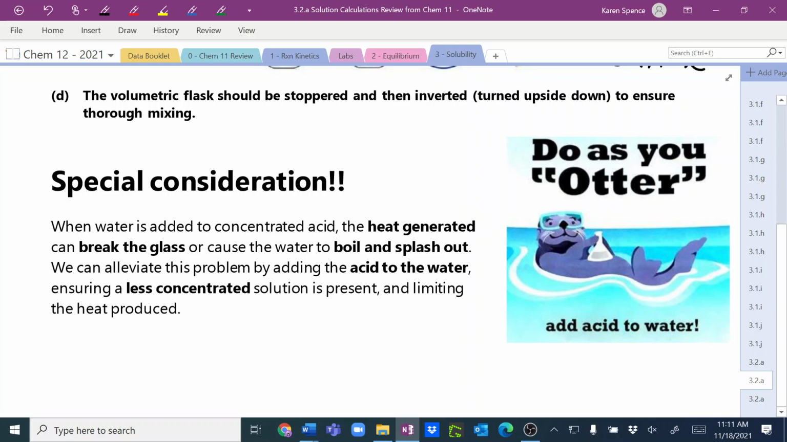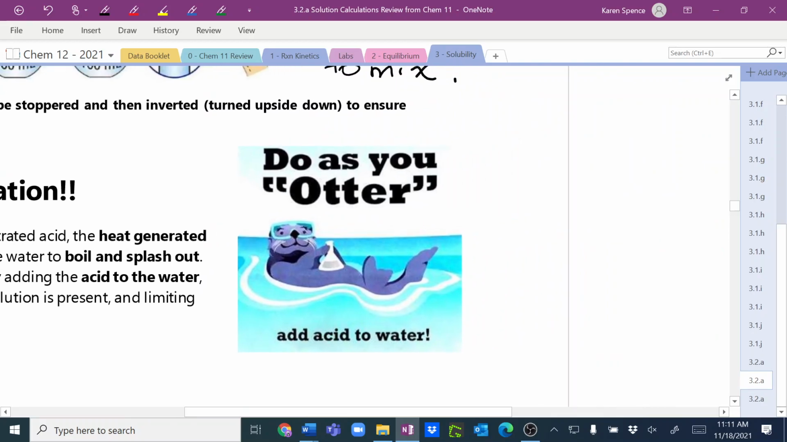You don't need to understand it or anything like that, but you should remember, do as you oughter, add acid to water. And if you're like, why otter? Because you're like, that doesn't sound like anything. It's because it's like oughta, okay? Which, if you're like, what's oughta? It means ought to. And if you're like, what's ought to? It means should. Do as you should, add acid to water, but that doesn't sound cute.